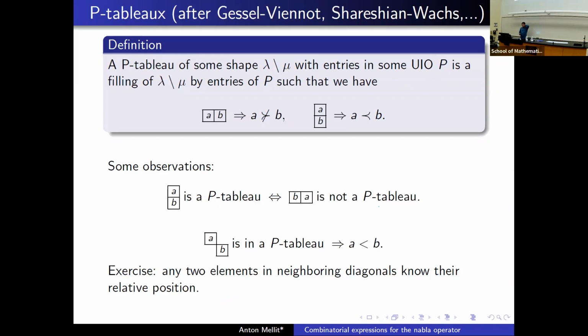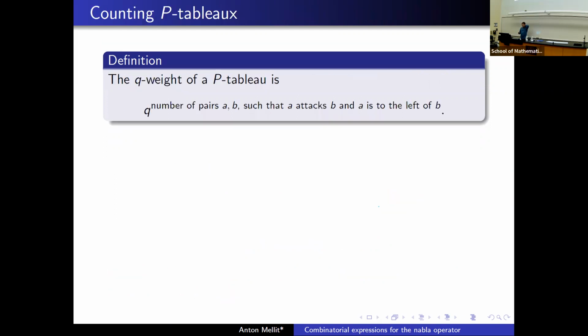And so Gessel and Viennot consider just vanilla P-tableaux, but Shareshian and Wachs also have a q weight of such things. So you can simply count these tableaux, that's fine. That's already interesting. There are conjectures about that coming later. But also it's good to count them with q weight.